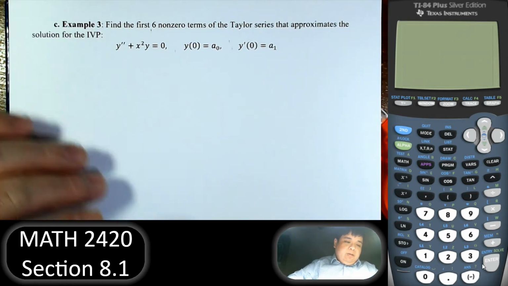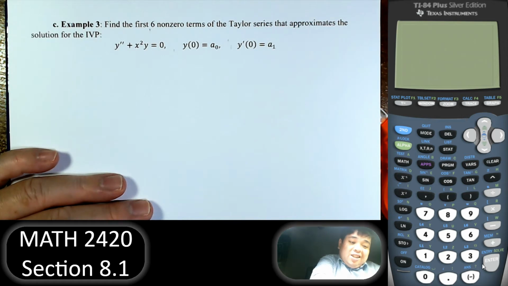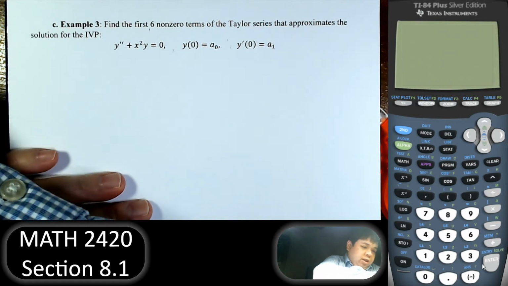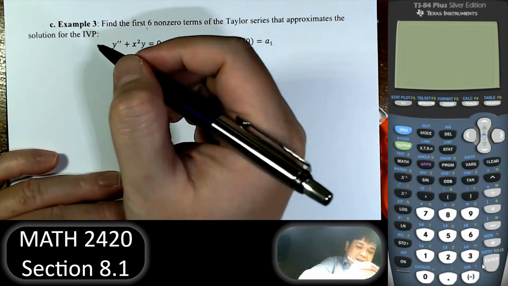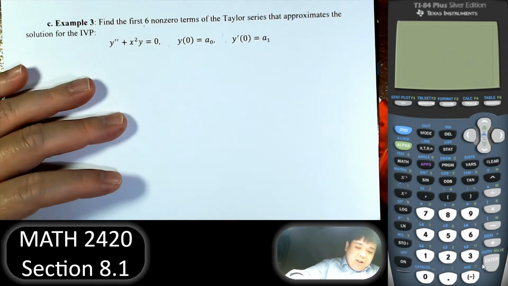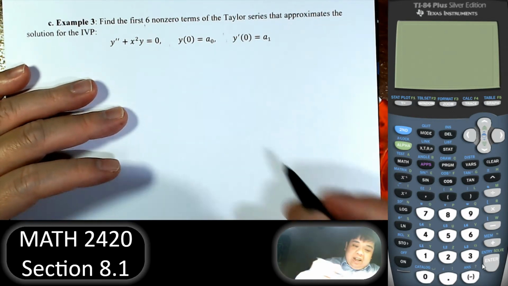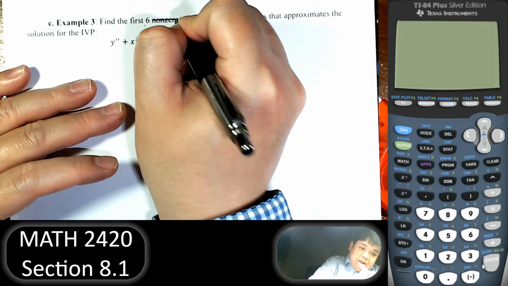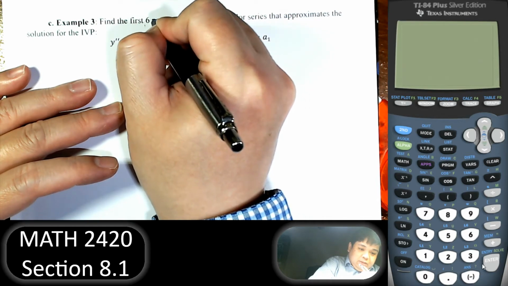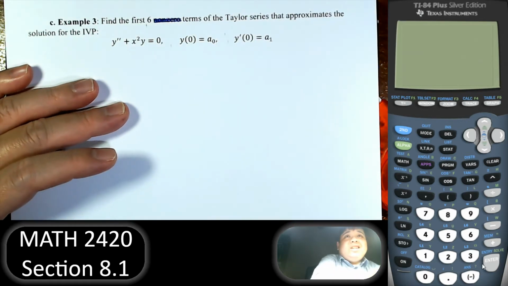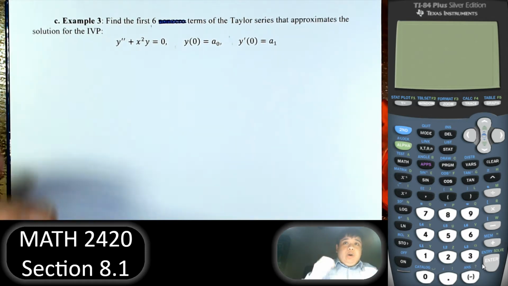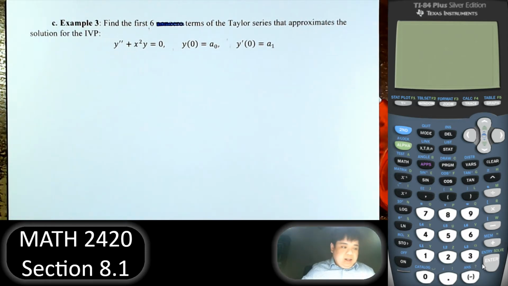Right, now next find the first 6 non-zero terms for Taylor series. Well, actually, just make things easier. Just ignore the non-zero terms. So when we know there are 6 terms in the Taylor series, we know what power we need to stop at. Right.